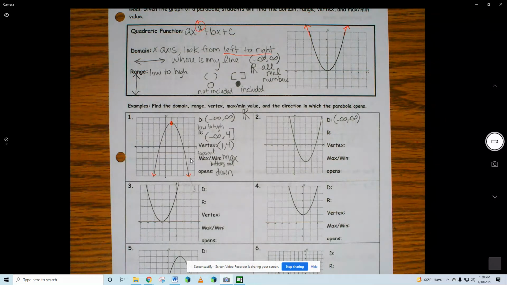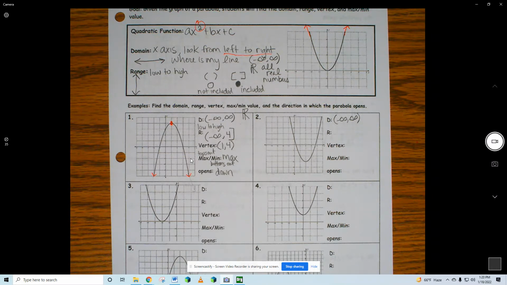The range. All right. You look at the parabola. Everybody with me? Gavin, is my parabola down here on number 2? No. This is like negative infinity. It's not down here. So, where does it start? Negative 1, negative 2, negative 3. It starts at negative 3.